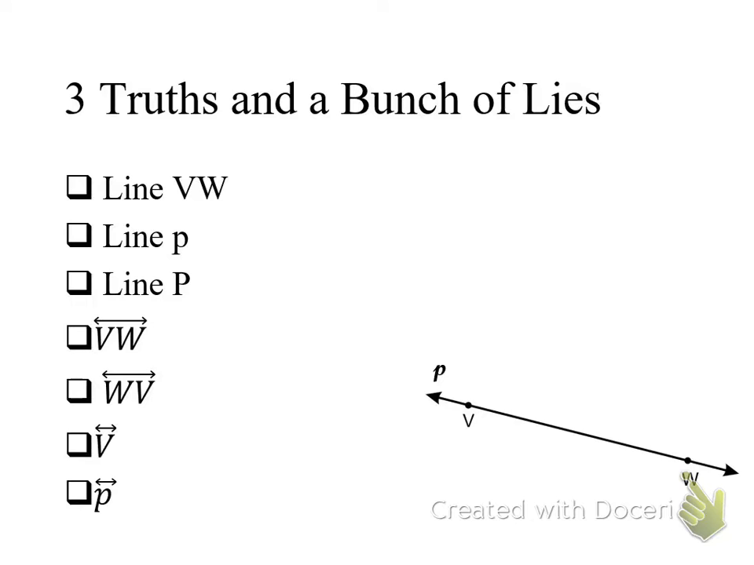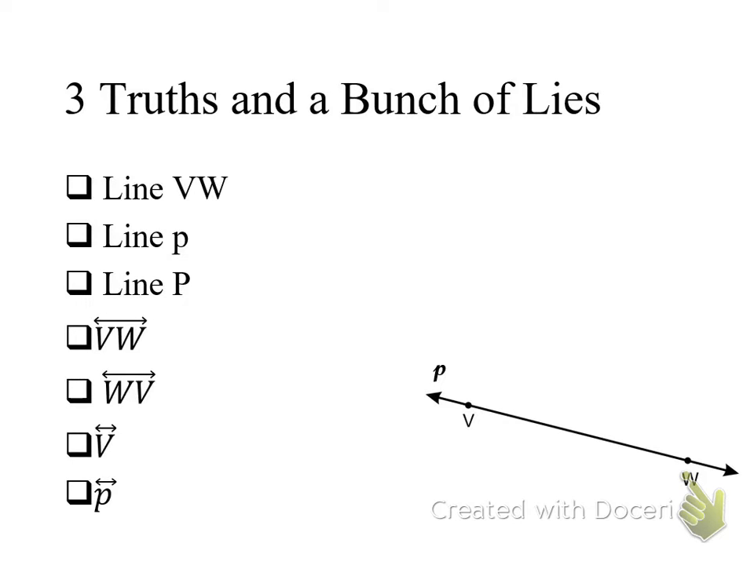All right, so I got this picture. We're going to go through and decide which one is correct and which one is not. So we have line VW. When we use the word line, what had to come after it? A what? A letter. How many letters?